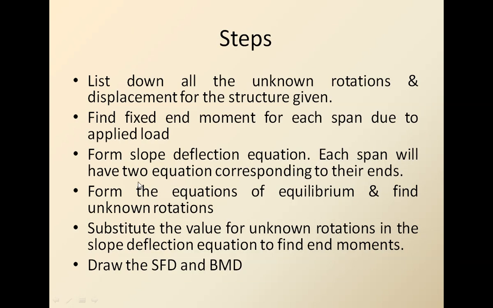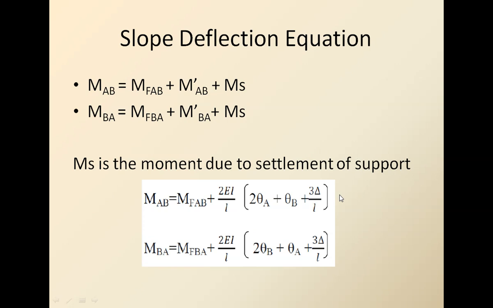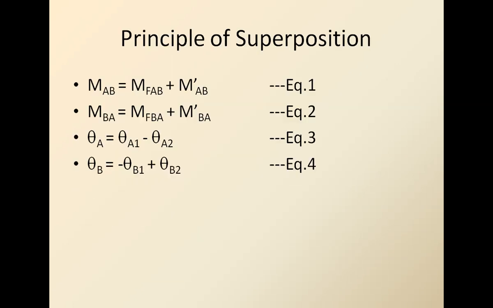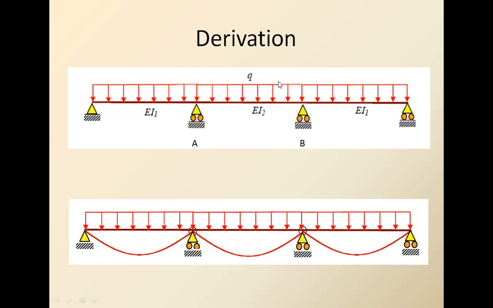Next you have to form the equations of equilibrium at a joint. For example, if you take joint B in any intermediate span, the moment MBA and the moment MBC, that is the previous span moment and the next span moment, summation is equal to 0 if there is no applied moment. If there is an applied moment, then instead of 0 you have to substitute the applied moment.